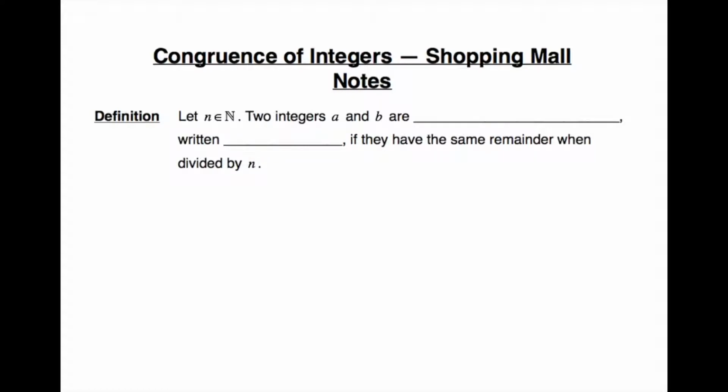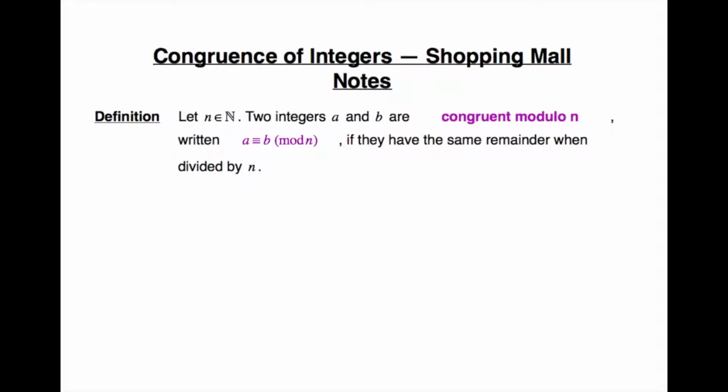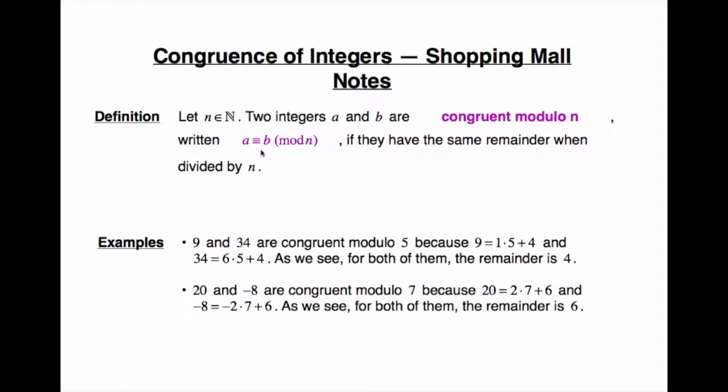So, definition: let n be a whole number. Two integers a and b are congruent modulo n if they have the same remainder when divided by n. And it is written like this, with this kind of triple equal sign. So it's going to be more clear with a few examples.